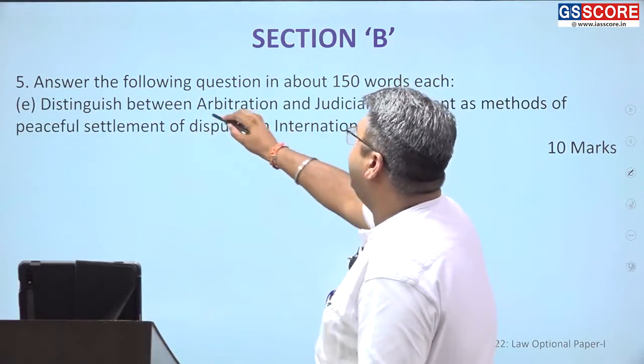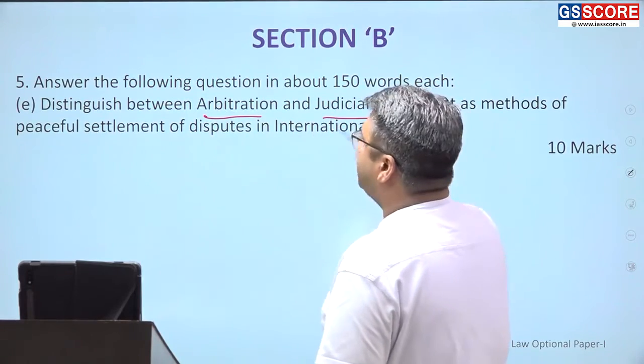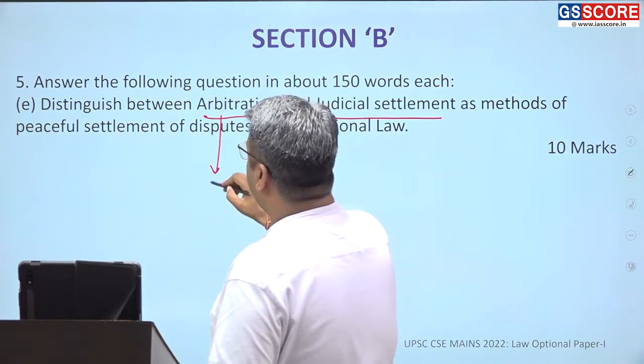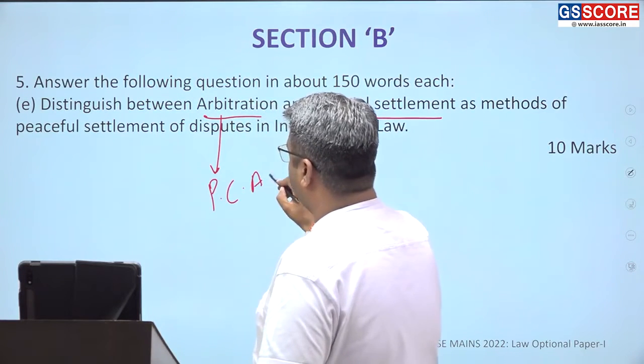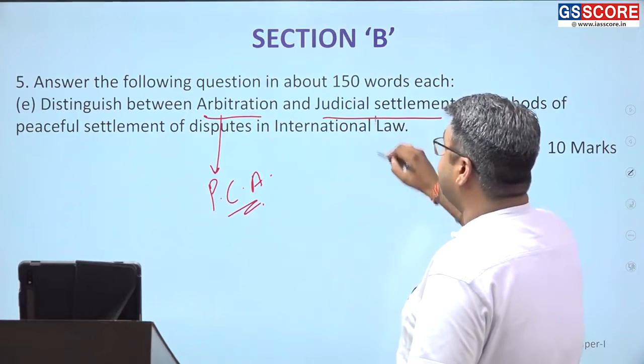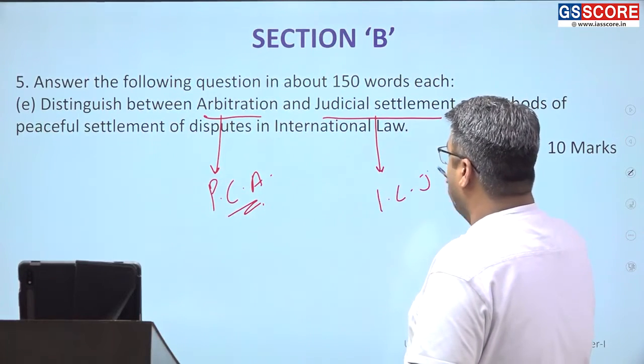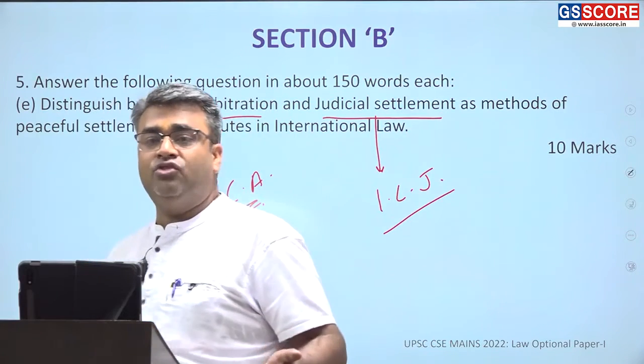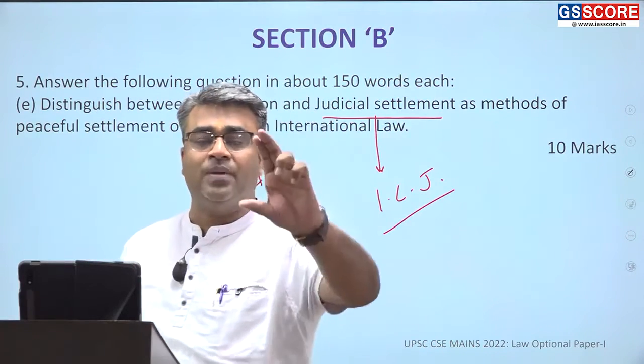Distinguish between the arbitration and the judicial settlement as methods of the peaceful settlement of disputes in international law. When we talk about the arbitration, we talk about the Permanent Court of Arbitration. And when we talk about the judicial settlement, we talk about the ICJ, International Court of Justice. So Permanent Court of Arbitration and International Court of Justice, explanation first.